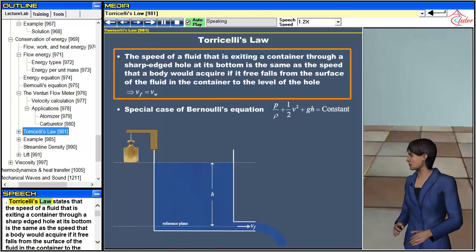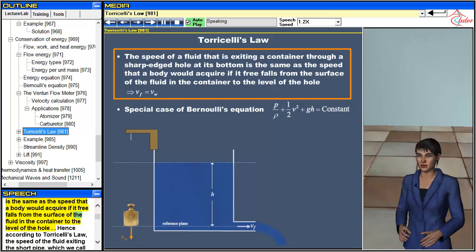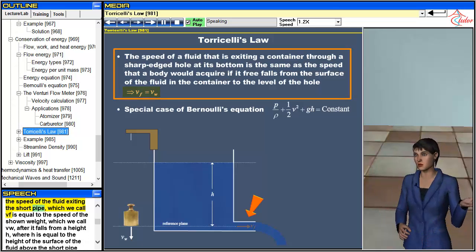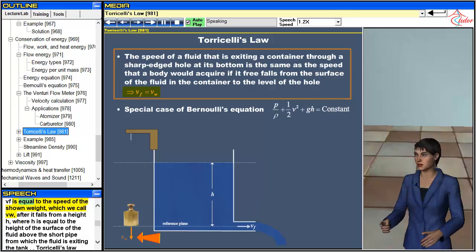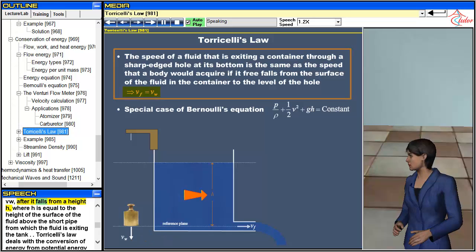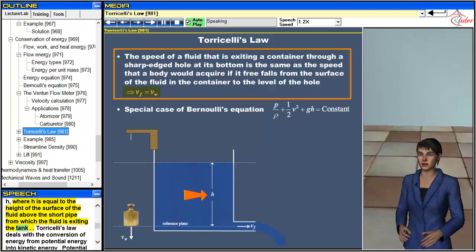Torricelli's law states that the speed of a fluid that is exiting a container through a sharp-edged hole at its bottom is the same as the speed that a body would acquire if it free falls from the surface of the fluid in the container to the level of the hole. Hence, according to Torricelli's law, the speed of the fluid exiting the short pipe, which we call Vf, is equal to the speed of the shown weight, which we call Vw, after it falls from a height h, where h is equal to the height of the surface of the fluid above the short pipe from which the fluid is exiting the tank.